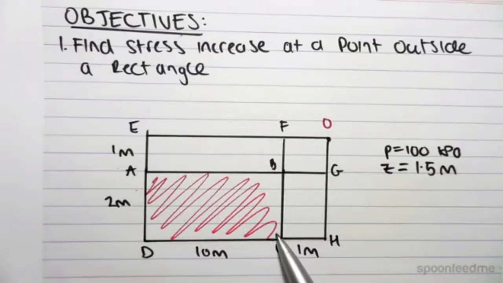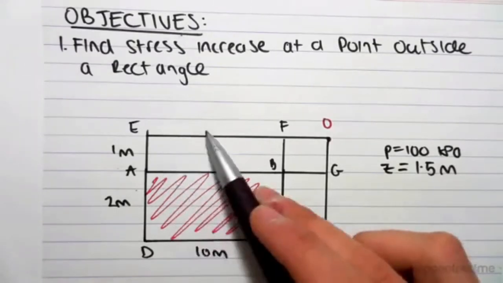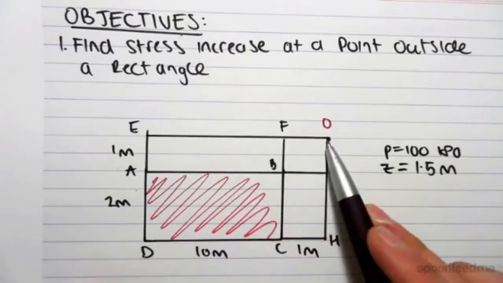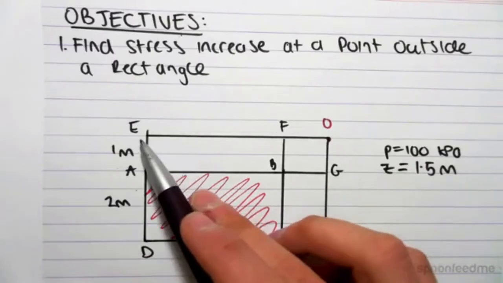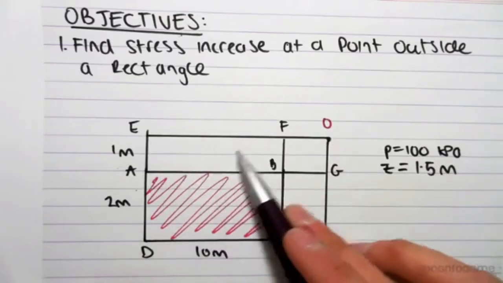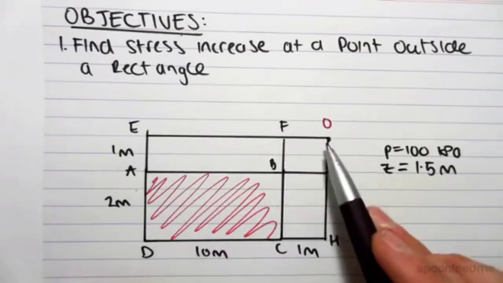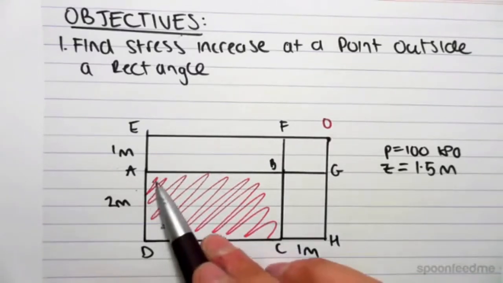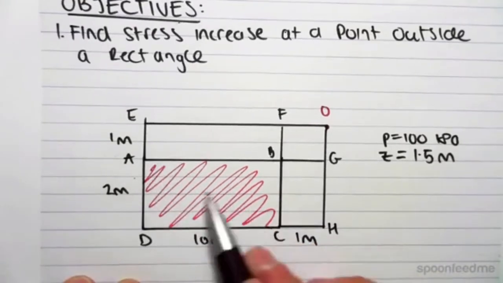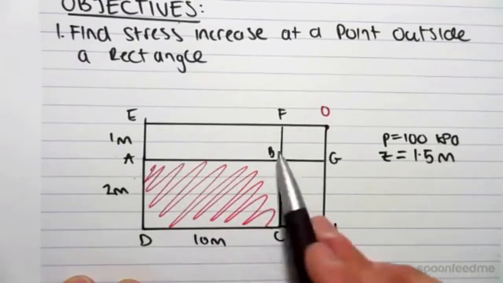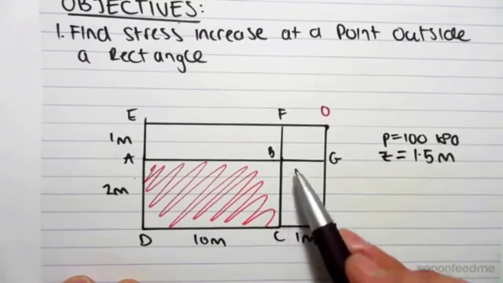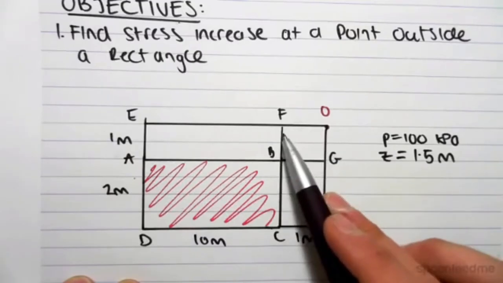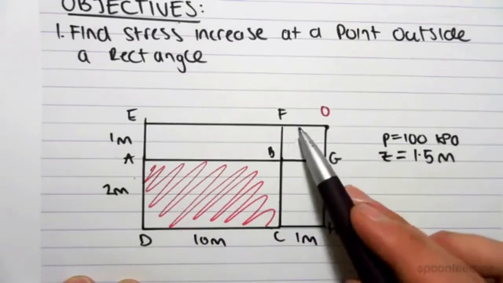So what we're going to do is take this total shape, EOHD, because that's got a corner at O, minus this shape EOGA, which also has a corner at O, minus OFCH, because that also has a corner at O, and that gets us back to the actual part where the pressure is applied, which is ABDC. But because we've subtracted this shape and this shape, we've subtracted that shape twice, which isn't fair. So we have to add that shape back on.